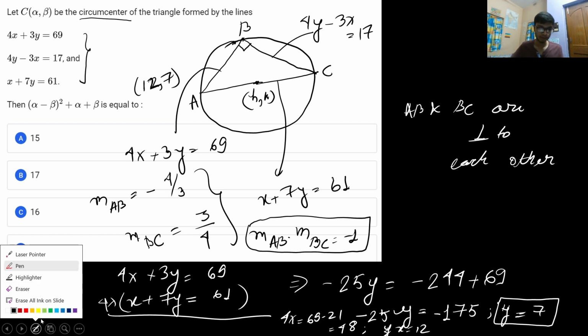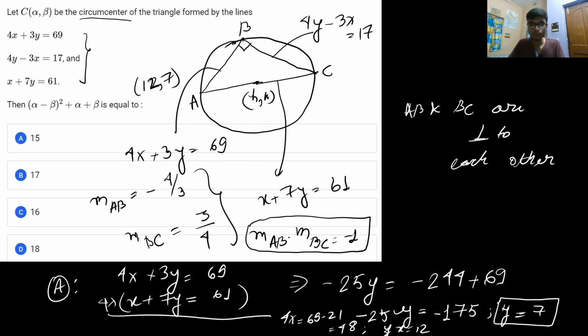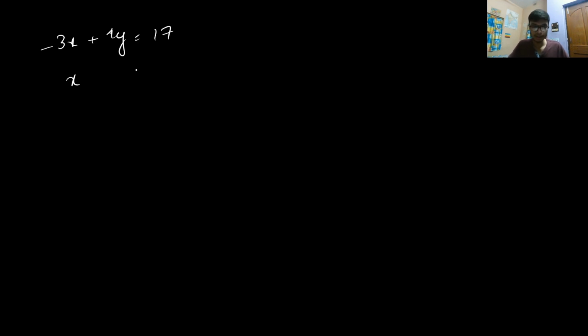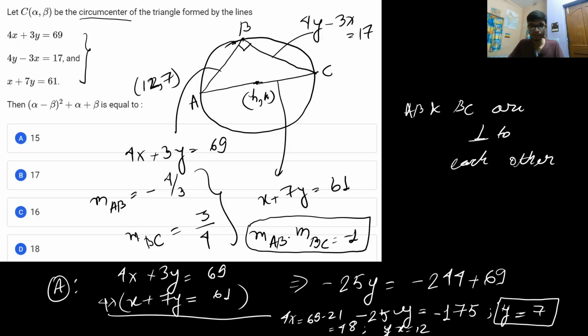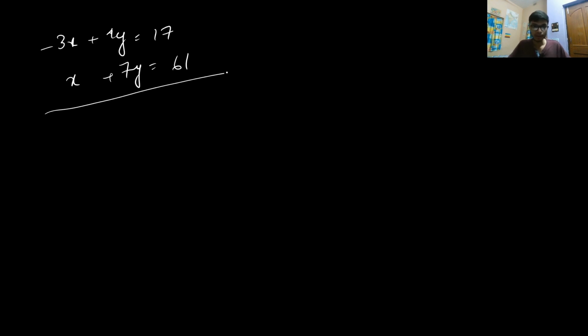Now we have to solve for the coordinates of point C. For this, I have to solve the equations minus 3x plus 4y equals 17 and x plus 7y equals 61. Let us multiply the second equation by 3 and then add. On adding, the x terms get cancelled, and this becomes 21 plus 4, which is 25y, equal to 183 plus 17, which is 200.